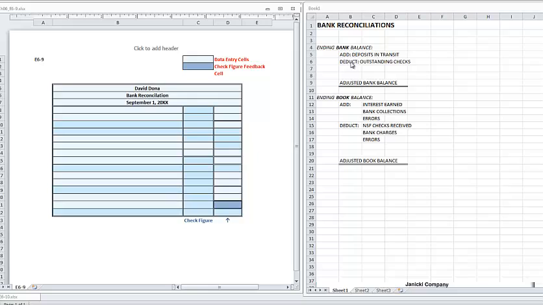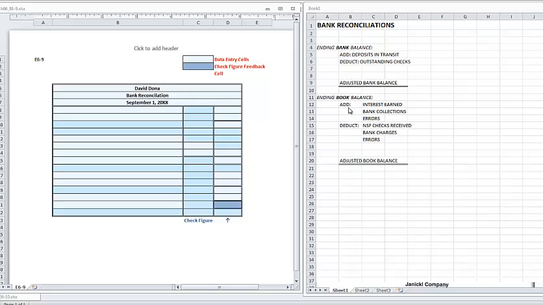The only deduction to the bank balance is for outstanding checks. These are checks that we have written and they appear on our books, but they do not show up on the bank statement. They're still outstanding for the bank. So when you take your ending bank balance and add back deposits in transit and deduct your outstanding checks, you get the adjusted bank balance.